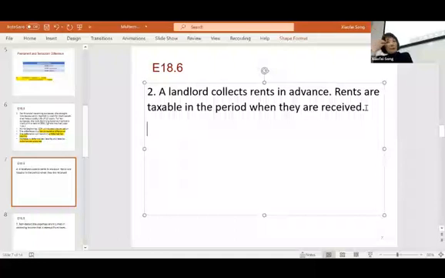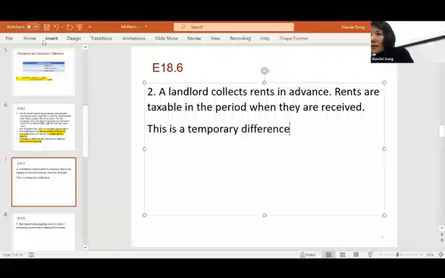So this is a temporary difference again, right? It's because not all rent received is taxable, and all rent received will eventually be earned. But there's a timing difference, because if you collect the rent in advance, you can't recognize it until it is earned, but you have to pay tax when you collect it. So first of all, this is a temporary difference. Let's get that clear.